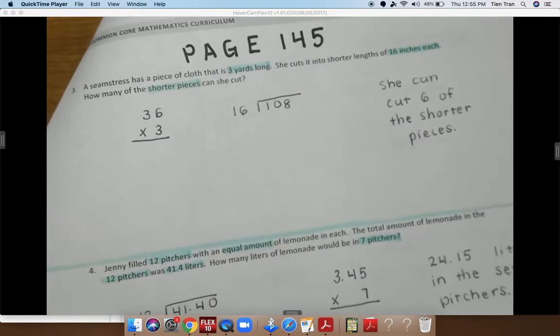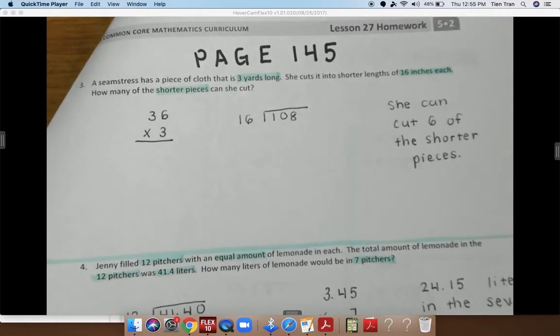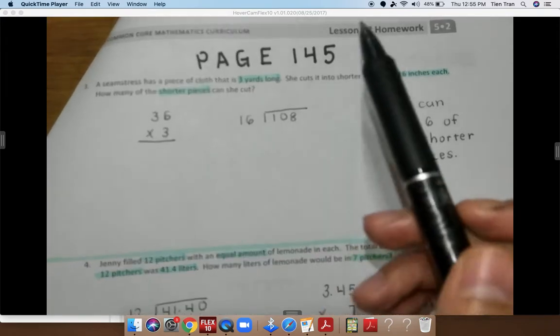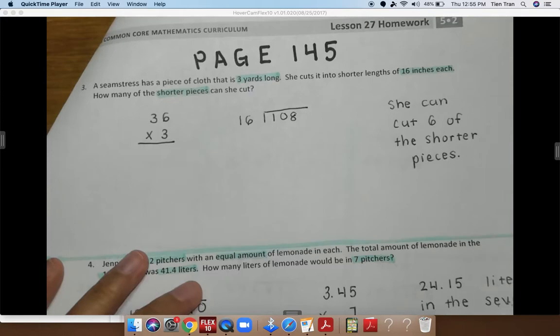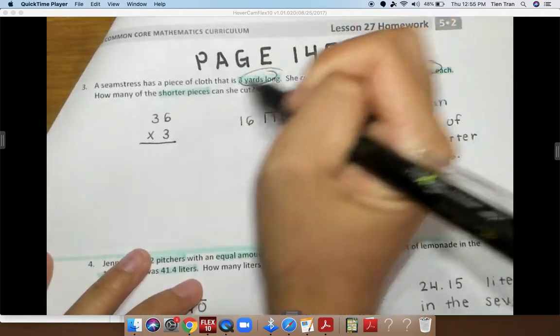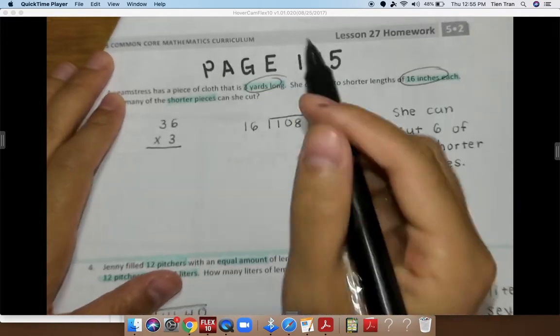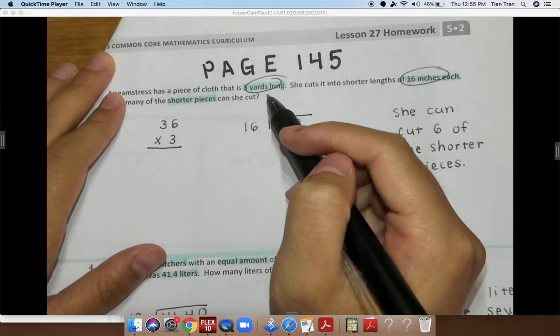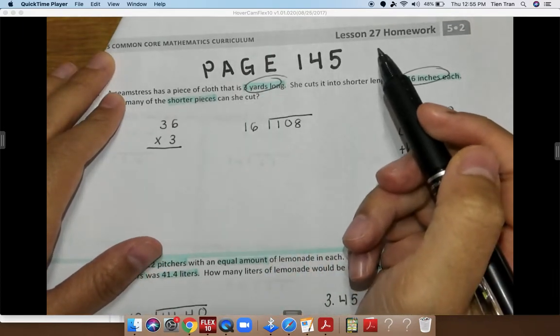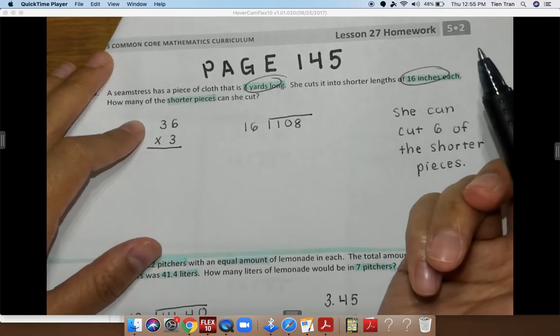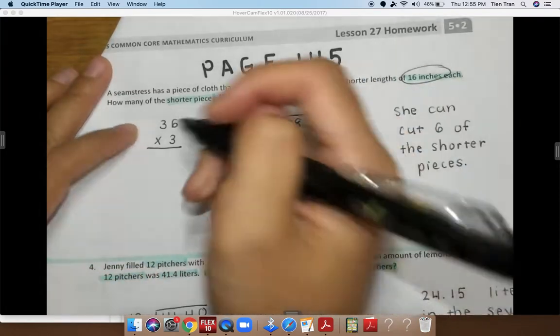Now I'm going to turn the page, and I'm working on problem number 3. Problem number 3 says a seamstress has a piece of cloth that is 3 yards long. She cuts it into shorter lengths of 16 inches each. How many of the shorter pieces can she cut? We know that 1 yard is equal to 3 feet, right? So we're going to first convert it into feet. So I'm going to multiply 36 times 3.